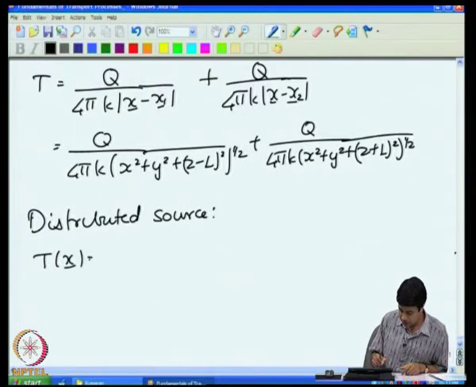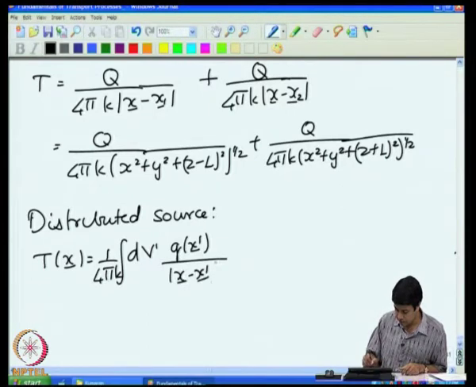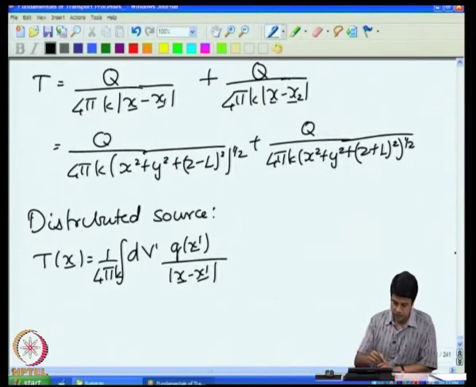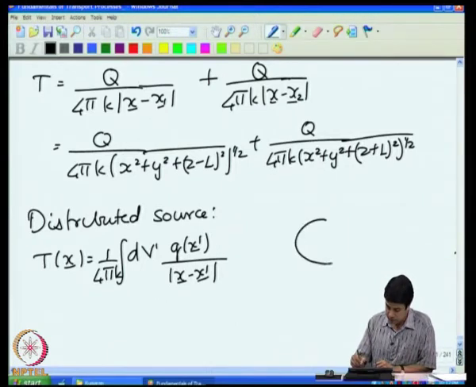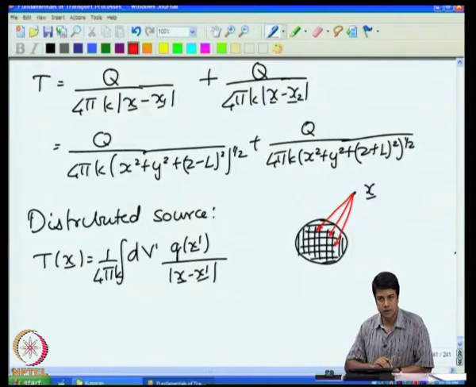T of x is equal to the integral dV prime q of x prime times 1 by 4 pi k times 1 by the magnitude of x minus x prime, where x prime is the source point and x is the observation point. So, pictorially, if I had some distributed source, I divide that into small domains, and at a given location x, I have to sum up the contribution to the temperature due to each of these small ones. So, that gives me the temperature at a given location x due to a distributed source of heat.